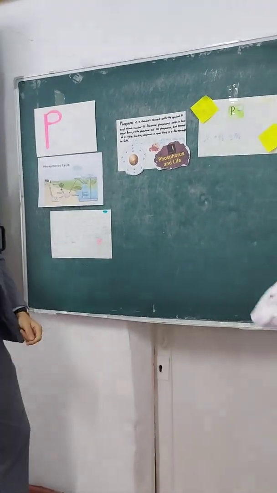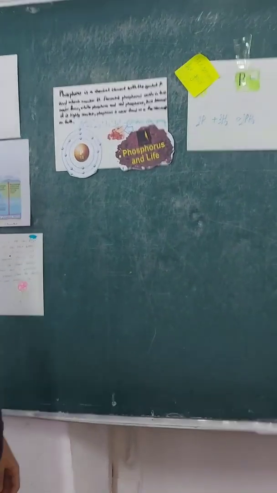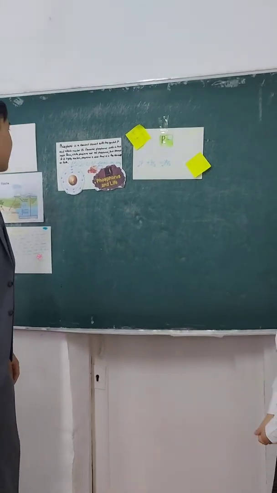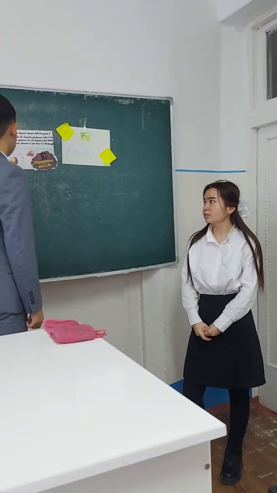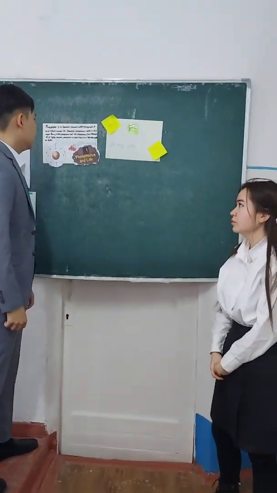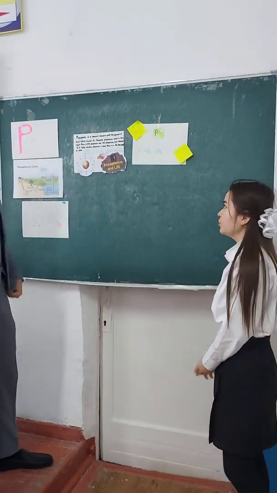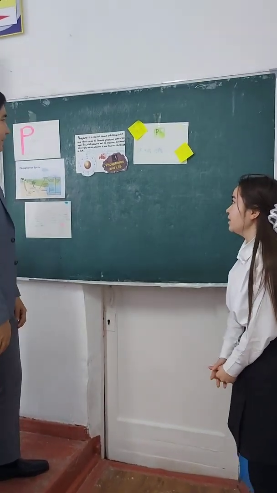Okay, let's start. Phosphorus is a chemical element with the symbol P and the atomic number 15. Elemental phosphorus exists in two major forms, white phosphorus and red phosphorus, but because it is highly reactive, phosphorus is never found as element on Earth. Okay, thank you. Next.